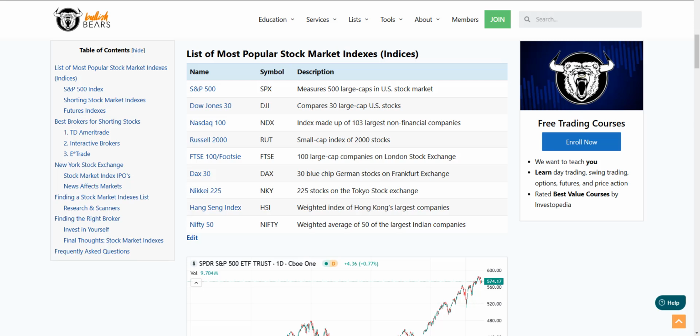There are many different stock market indexes. Indexes are also known as indices, and they go all around the world. So, depending on where you're located in the world, there's an index or indices that you can trade stocks underneath. Now, in the United States, there are typically four that people trade: the S&P 500, the Dow Jones 30, NASDAQ 100, and the Russell 2000.